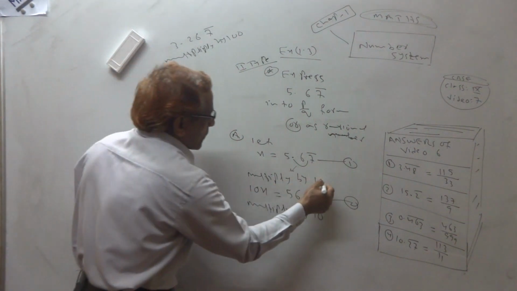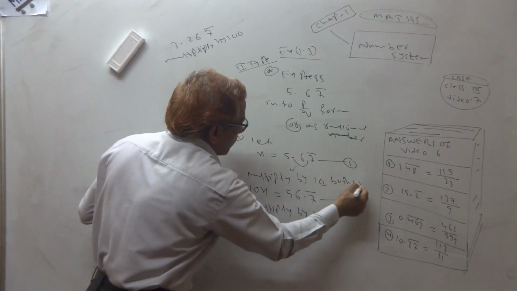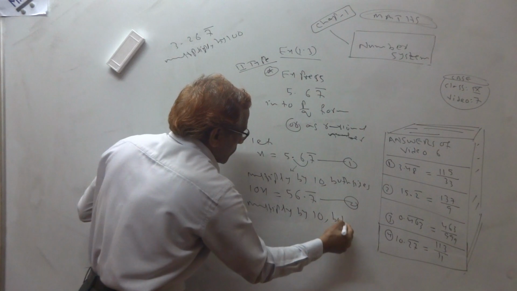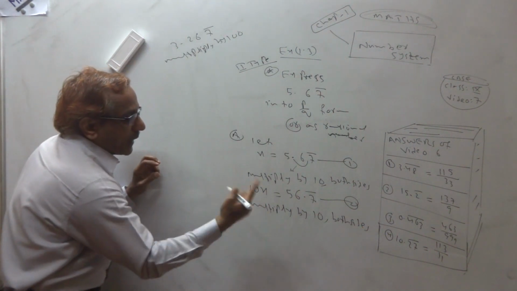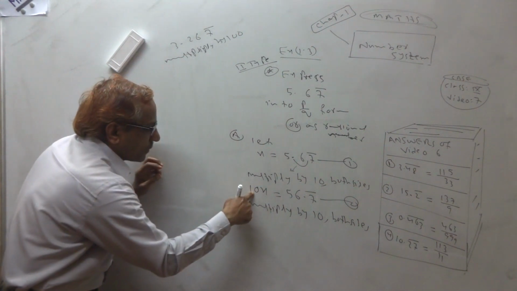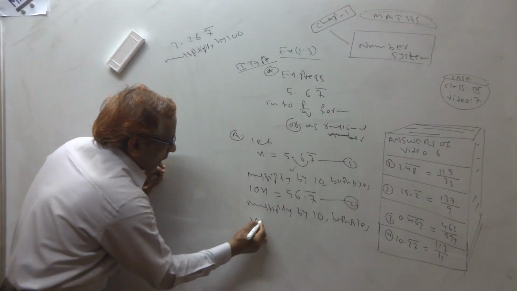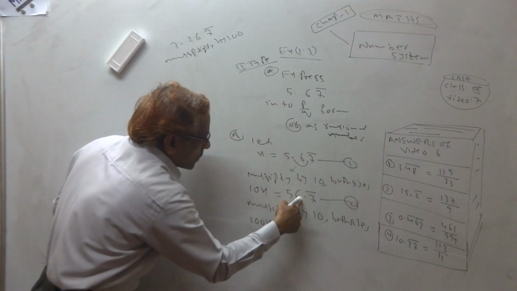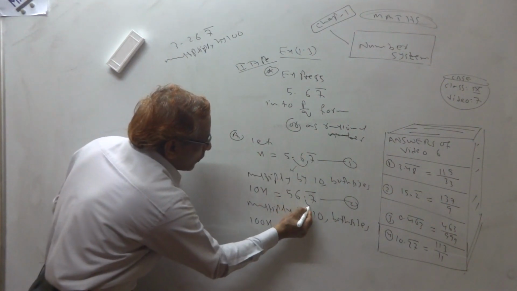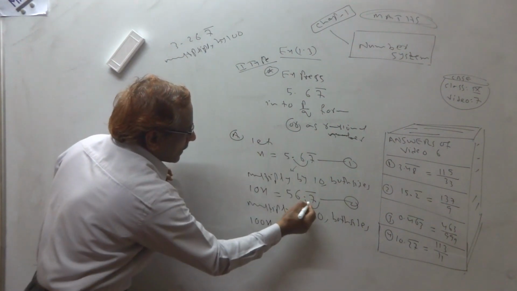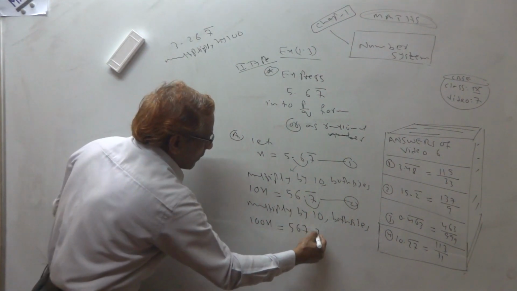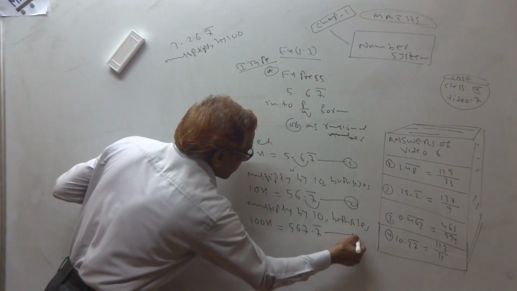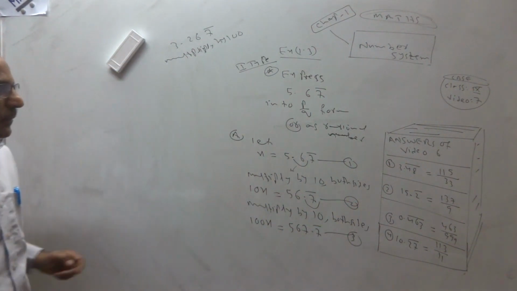Multiply by 10 on both sides, please. We always write multiply by 10 on both sides. So what do I get? Because I have to multiply both sides by 10, 10 into 10 is 100, and 10 into this, the decimal will move to the right side. So 56.7 bar. This is the third equation, this is the new thing.